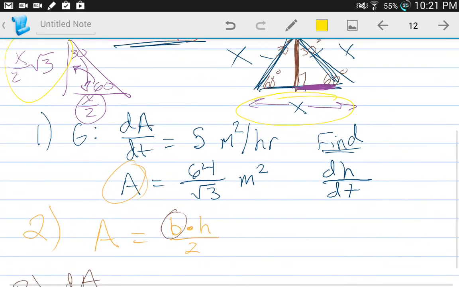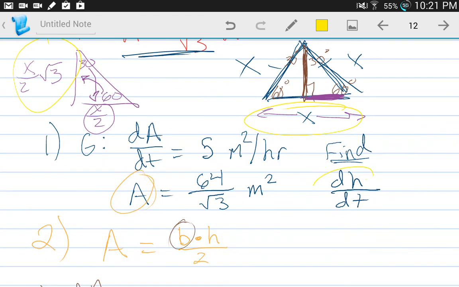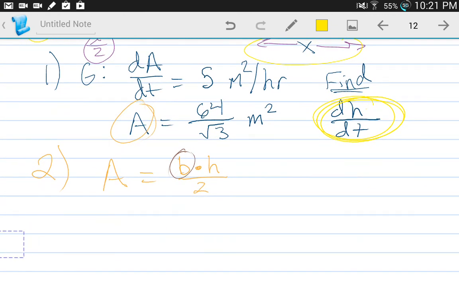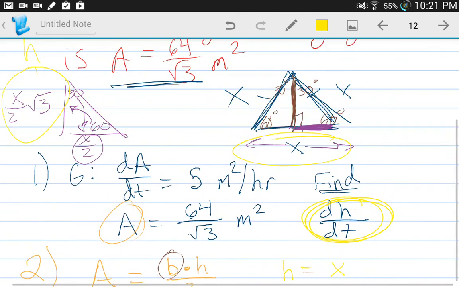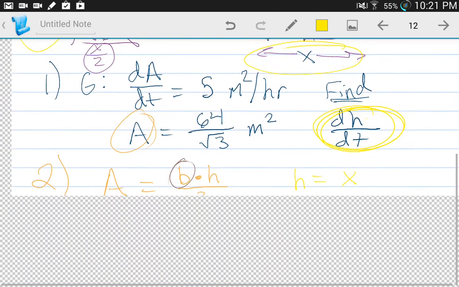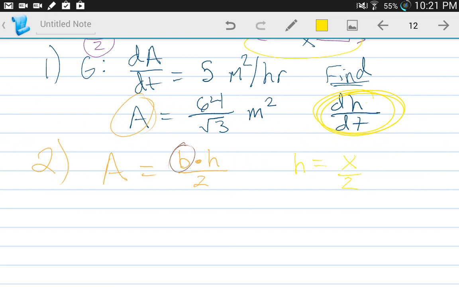Now I don't want to plug both of those in, right, because we're eventually solving for dh over dt. So we want to have h in there. But what I'll do is just off on the side, I'll put h equals x over 2 radical 3, and base equals x.